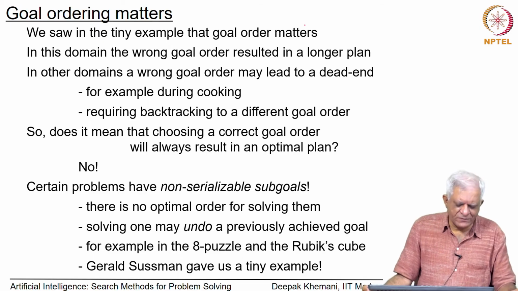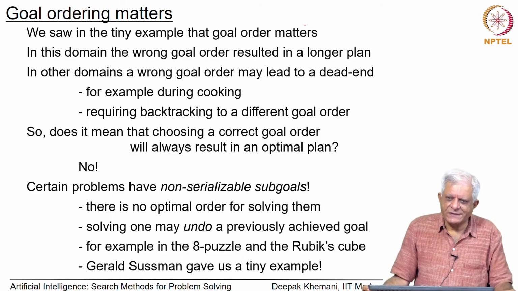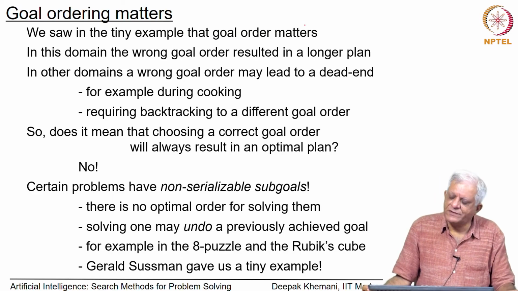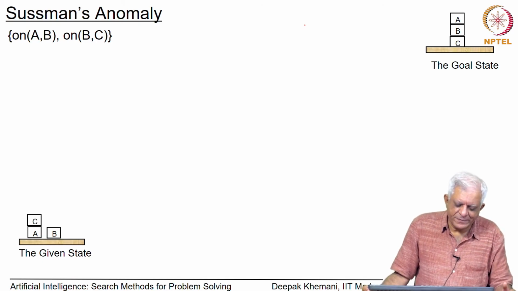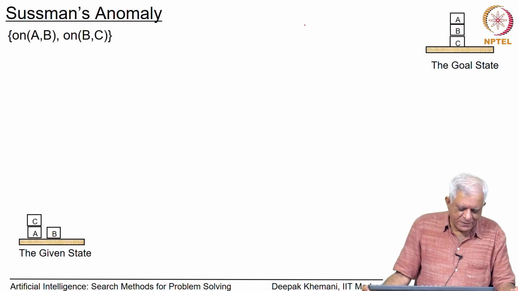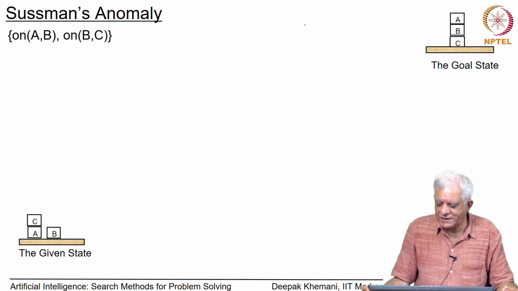But a very nice example was given to us by the scientist Gerald Sussman, who is still working at MIT in Boston, and this was something that he gave in the 70s. So, he has been a long time worker in AI. So, let us look at this problem which is called Sussman's anomaly. It is a very simple problem. You have the given state where C is on A and B is on the table, and you want to achieve the same goal set that we have been talking about, which is A on B and B on C.